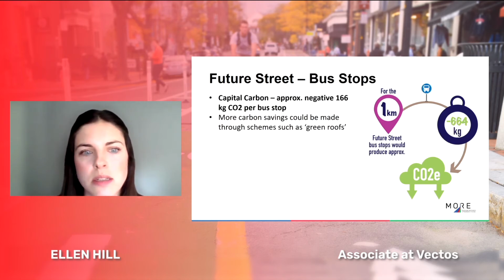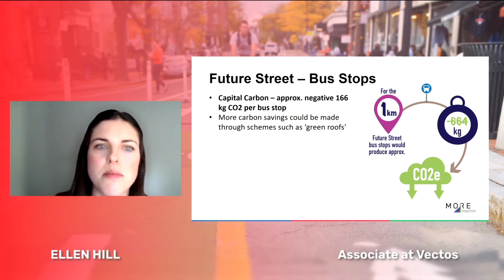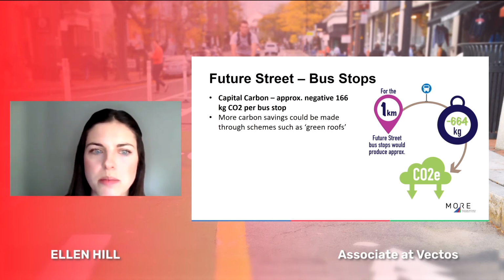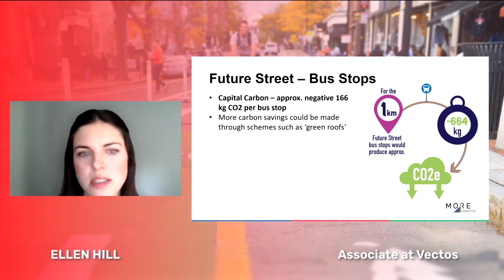Next slide, please. Looking at bus stops, improving the materials can result in a negative carbon impact of around 166 kilograms of carbon dioxide per stop. And there are possibly more savings to be had, such as greening roofs. Assuming a stop every 400 metres for the future street results in a capital carbon impact of negative 664 kilograms of CO2e.